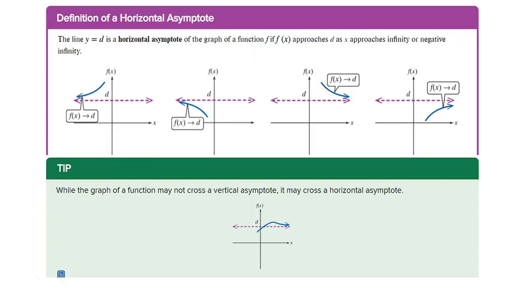Horizontal asymptotes are similar. We say y equals d is a horizontal asymptote if the function f of x approaches some number as x approaches infinity or negative infinity. So as we go really far out to both sides, what value does it approach?